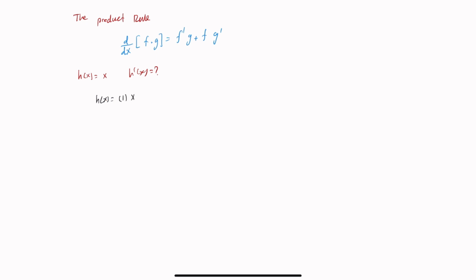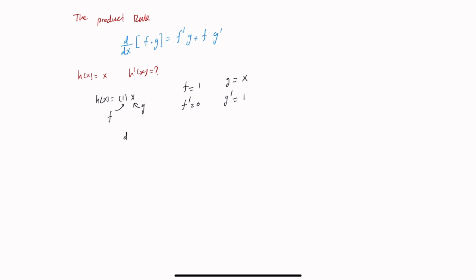This is two multiplied functions. I'm going to call the first one f and then g of x. So again, f is equal to 1 and then g is equal to x. Now I'm going to take the derivative of each of f and g. The derivative of f is 0, and then the derivative of g is just 1 using the power rule.